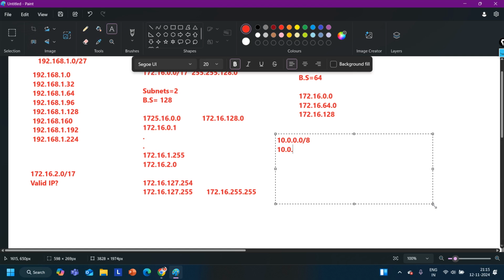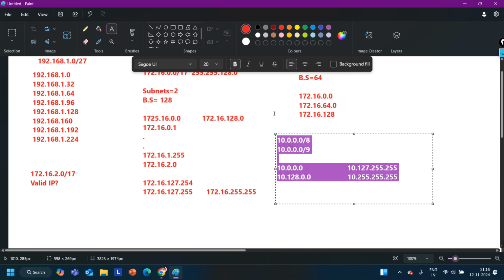10.0.0.0/8 is the default, and 10.0.0.0/9 means I have borrowed one bit. Again we will have two networks. The first network is 10.0.0.0, and the second network is 10.128.0.0. The last IP address of the first subnet is 10.127.255.255, and the last IP address of the second subnet is 10.255.255.255.